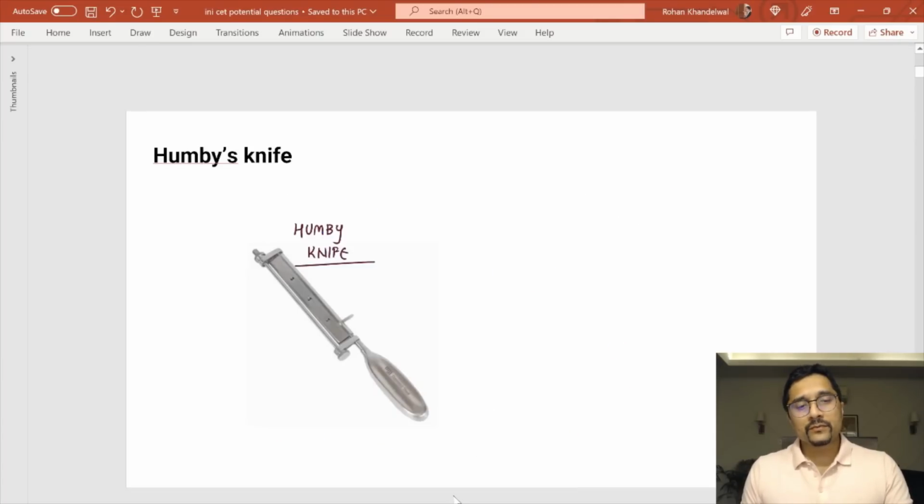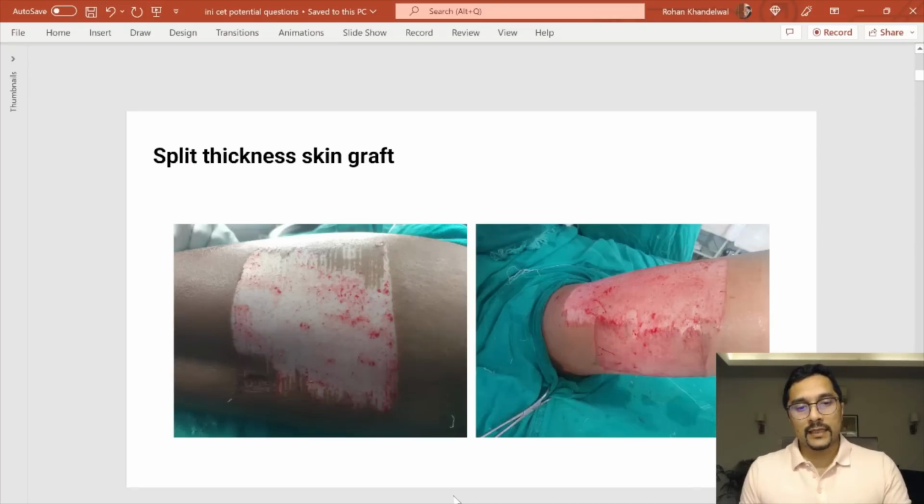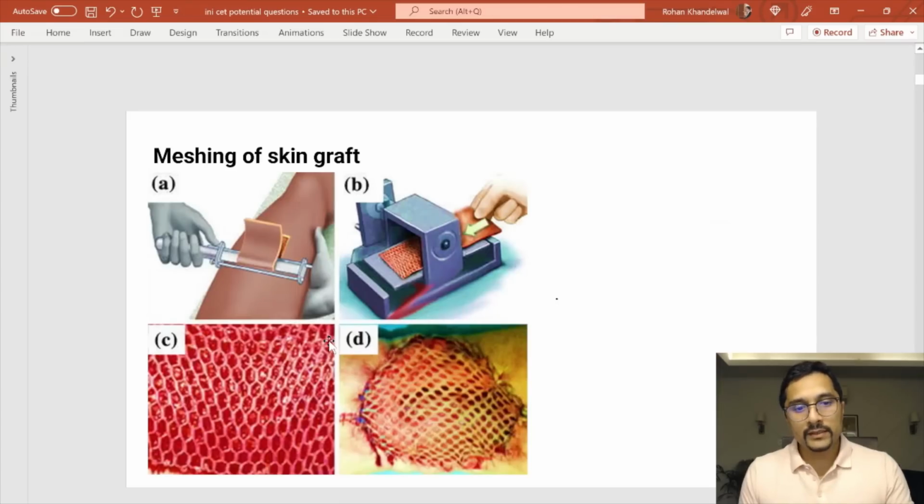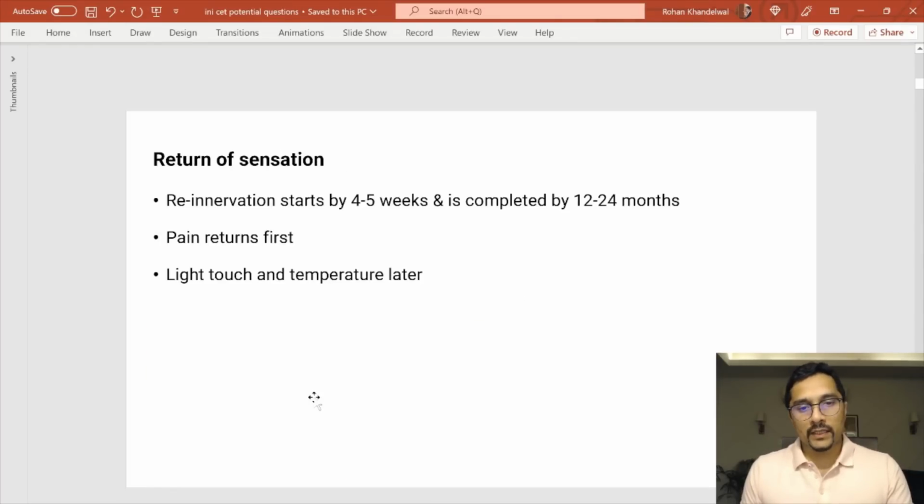This is a Humby's knife, which has been asked many times in the exam. This is what a split thickness skin graft looks like. Once you raise it, you will see these punctate bleeding points. We can carry out meshing of the graft by making slits in the graft. We can increase the surface area, and it prevents seroma formation, which is accumulation beneath the graft.